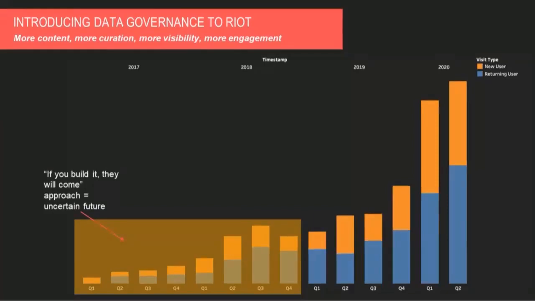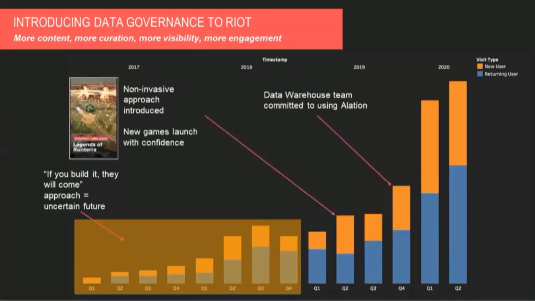Thanks, Chris. Appreciate that. So as we look at this graph, I think it's a tale of things that we didn't get right when we started this, and then things that we actually stumbled on a little bit when it comes to getting it right. We actually moved from this if you build it, they will come approach to introducing non-invasive governance and taking a more active lead in managing the catalog.